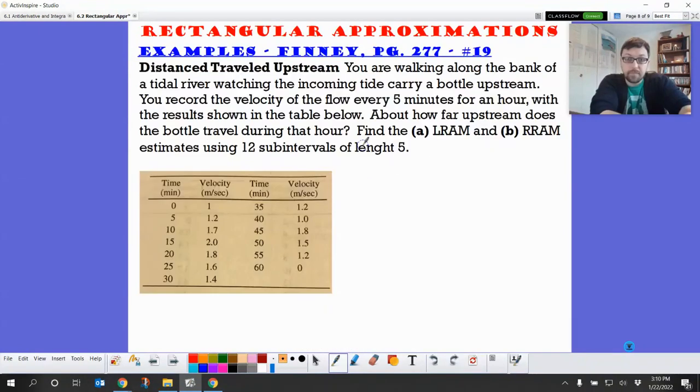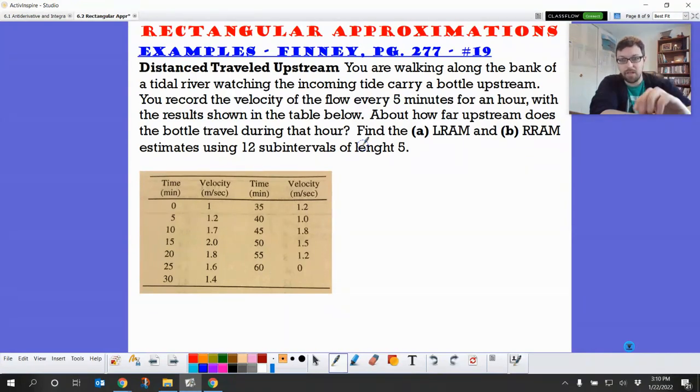All right. So we're taking a look at a bottle bobbing around a stream because we have an hour to just watch a bottle float around the river. But we want to figure out how far the bottle travels upstream during that hour. In order to find it, they're asking us to do LRAM and RRAM. Why is that? Well, velocity is the derivative of a position function, so it sure seems like this rectangular approximation thing is an antiderivative.